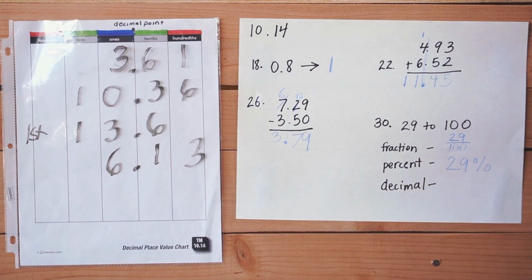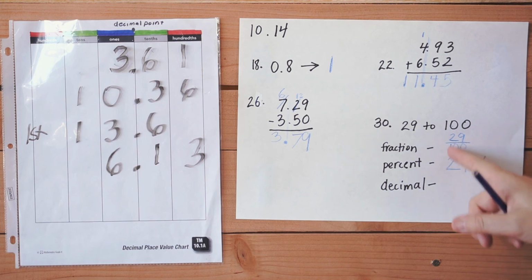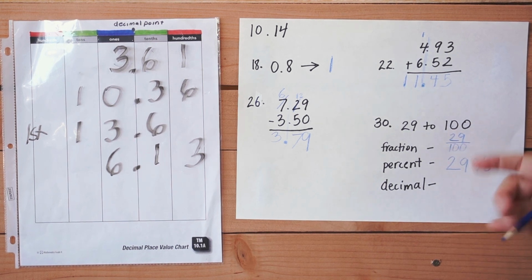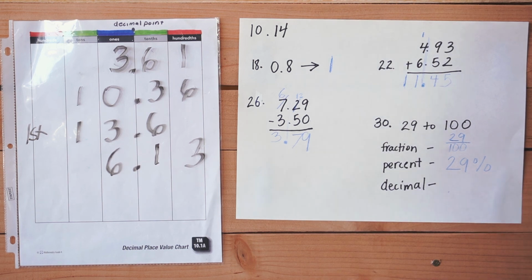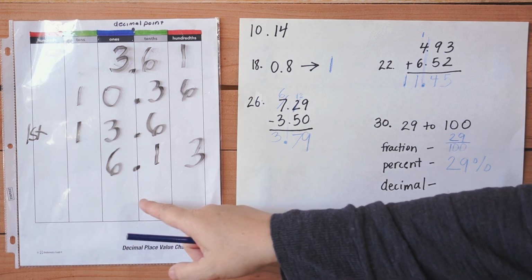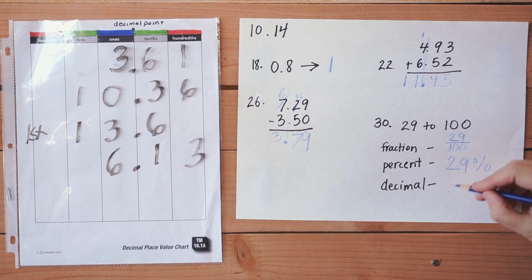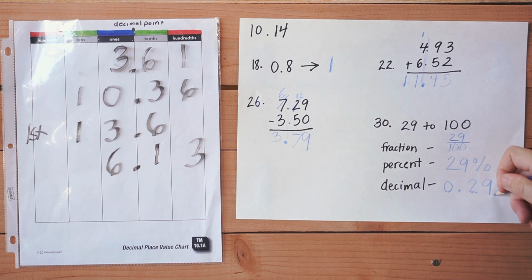And a decimal, what would that be? 29 hundredths. Does that make sense here? So watch this. If I did that on your chart, it would be 0.29. So I'll put a 0, because I like to write a 0. 2, 9, and this would represent tenths, and this would represent hundredths.